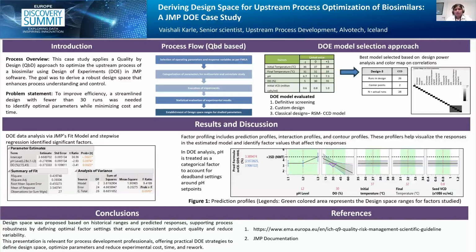After running all these factors in the DOE model, we saw a few models with the run numbers, the center points, and how many total runs each would give. We were able to select the design based on the power analysis, or the design evaluation, that I have included in the next slide.